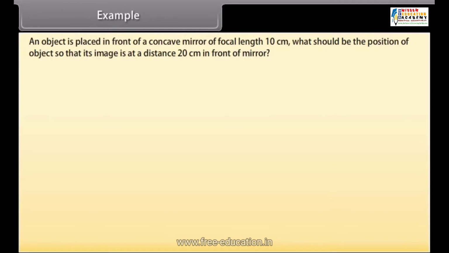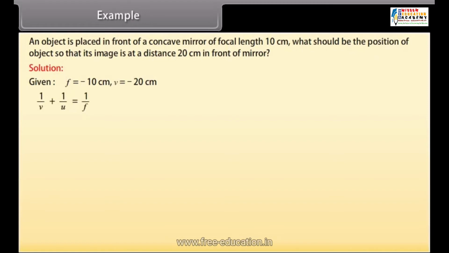Example. An object is placed in front of a concave mirror of focal length 10 centimeters. What should be the position of the object so that its image is at a distance 20 centimeters in front of the mirror? Solution. Given f is equal to minus 10 centimeters, v is equal to minus 20 centimeters.